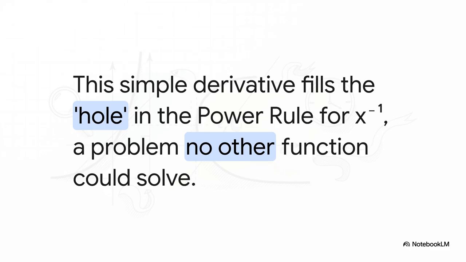Well, let's think backwards for a second, to integration. The power rule for integrals works for almost any power of x, except for x to the negative 1. If you try to use the rule on that, you end up trying to divide by 0, which is a mathematical disaster. It's a hole in the rule. Well, the natural log is the function whose derivative is exactly x to the negative 1. It plugs that hole perfectly.